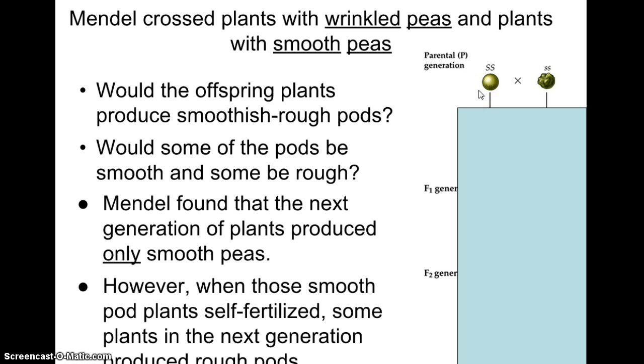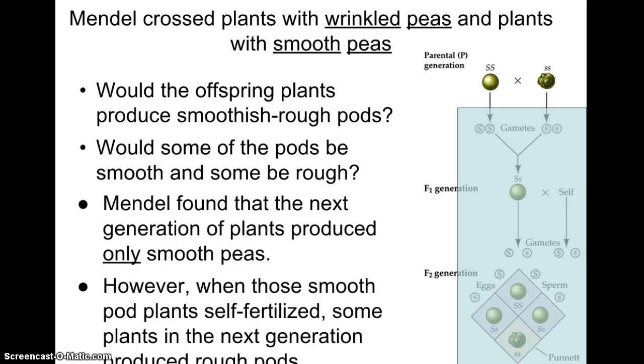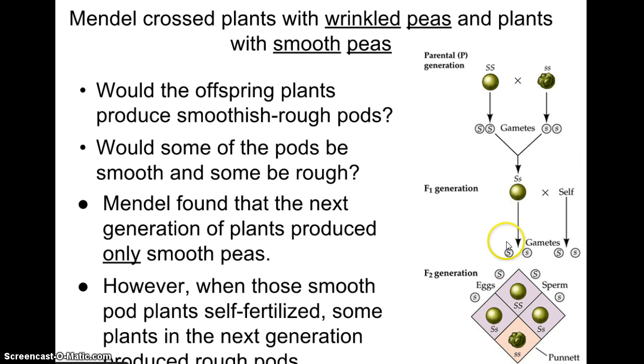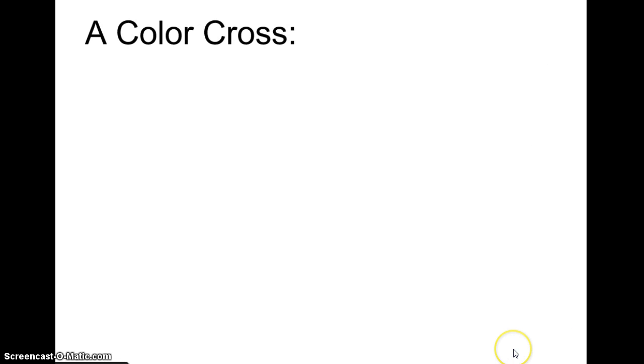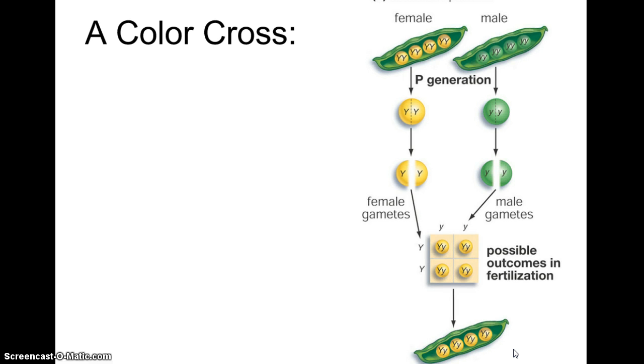But then he crossed those smooth ones, he self-fertilized them, so he had them cross with each other. And the next generation, he got a different variety. So when he crossed these two together with that genotype, big S, little s, he got all smooth ones. But then when he crossed those together, he got mostly smooth, but that rough one showed up again. So here's an example of a color cross. He took a bunch of yellow peas and he crossed them with green peas, which were the recessive one. And you can see here that all of them became yellow.